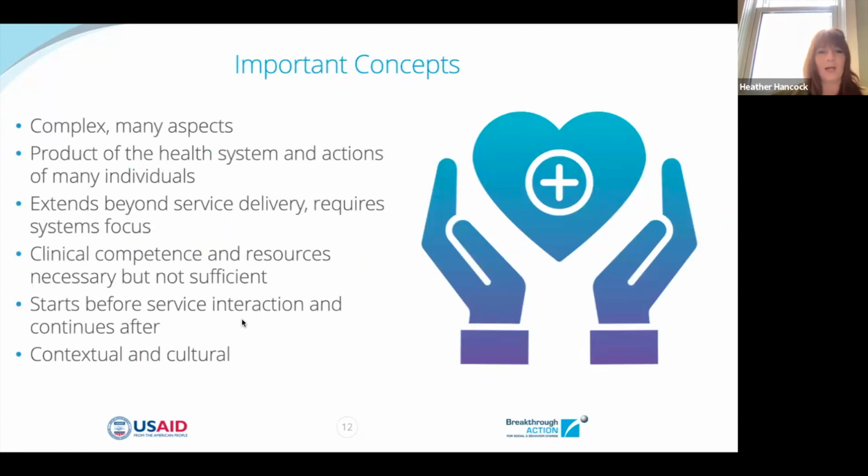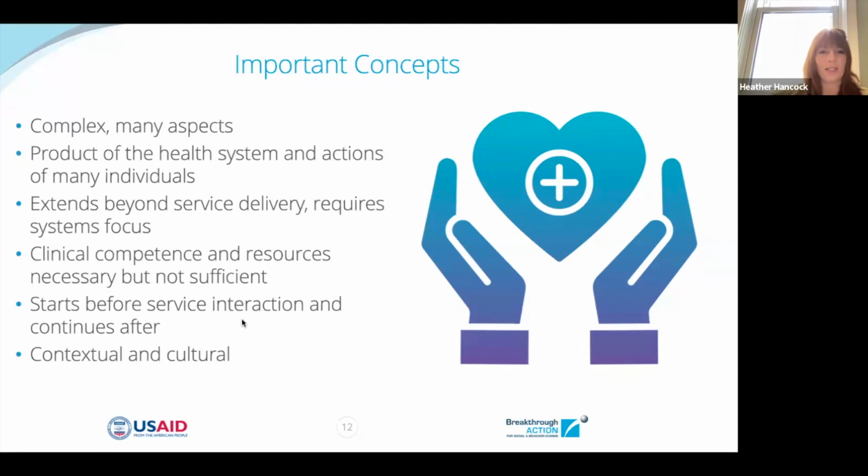So let's talk a little bit about some of the important concepts in quality of care. The first one is that quality of care is really complex. It has many aspects to it, and it's influenced by various interacting factors. And like David Nicholas pointed out in that definition slide, it is the product of a larger health system and also the actions of lots of different individuals. So we think about providers contributing to this, clients themselves, community members, health system managers, politicians, all of these people interacting and producing what would be called quality of care or lack of.